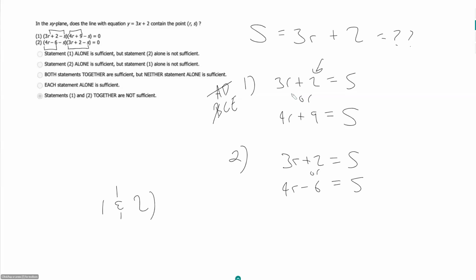So together, the only things we know to be true are our equations that appear in both statements. And so 4R plus 9 is equal to S, and 4R minus 6 is equal to S. Well, we can't use those anymore because our statements don't share those in common. The only equation they have in common is this guy here. 3R plus 2 is equal to S, which is exactly what we are looking for. So together it is sufficient to say yes, S is equal to 3R plus 2.